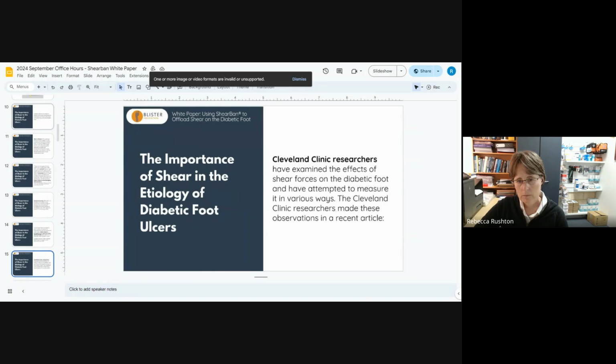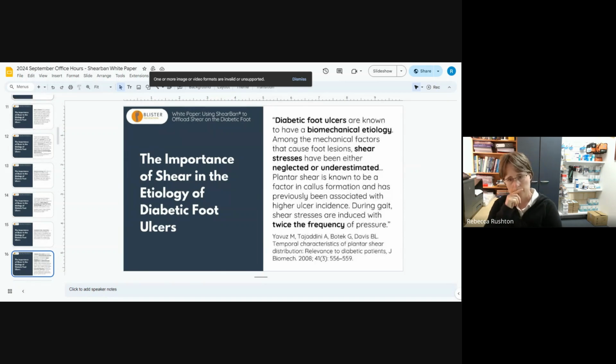Yeah. And then Mettenevers and the guys at Cleveland Clinic have examined the effects of shear forces on the diabetic foot and have attempted to measure it in various ways. They've made these observations. Diabetic foot ulcers are known to have a biomechanical etiology. Among the mechanical factors that cause foot lesions, shear stresses have been either neglected or underestimated. Plantar shear is known to be a factor in callus formation and has previously been associated with high ulcer incidence. During gait, shear stresses are induced with twice the frequency of pressure.